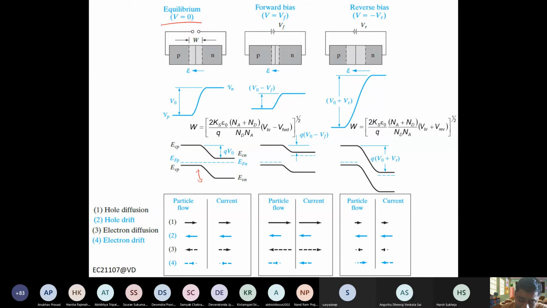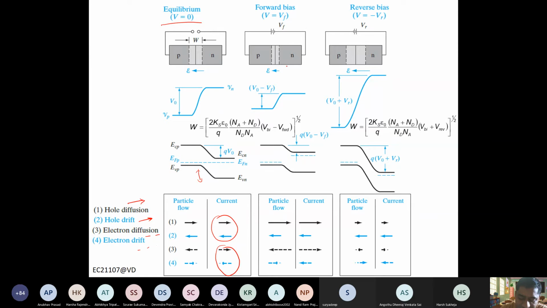And here you see these are the four current components. The solid line is due to holes, and the dashed line is due to electrons. So hole drift and diffusion, electron drift and diffusion, right? They are just equal, right? And they are cancelling out. So there is a net zero current.